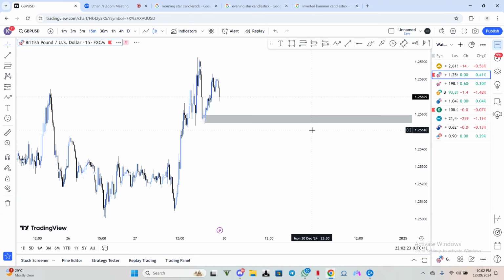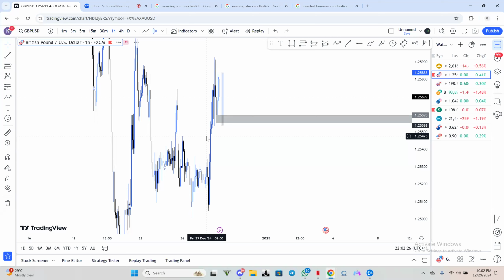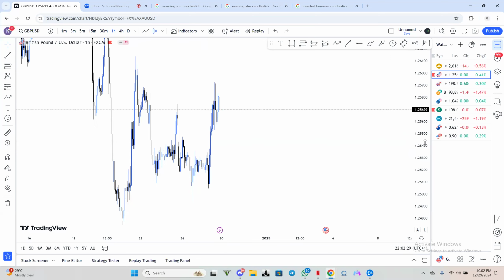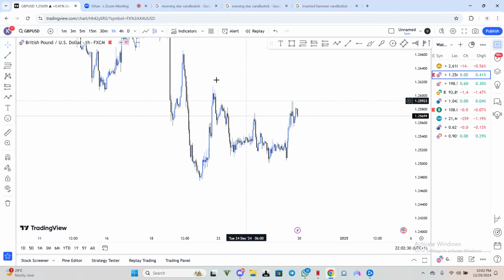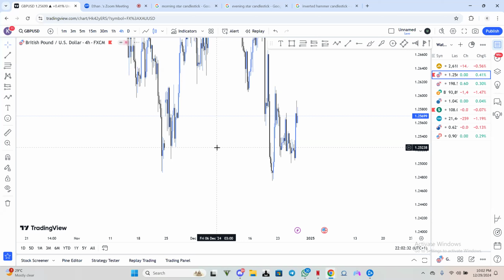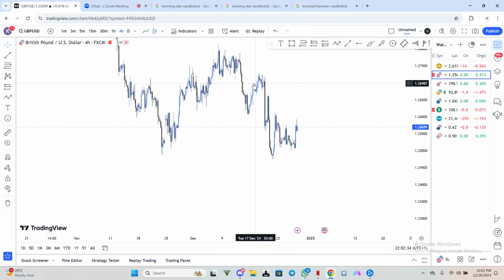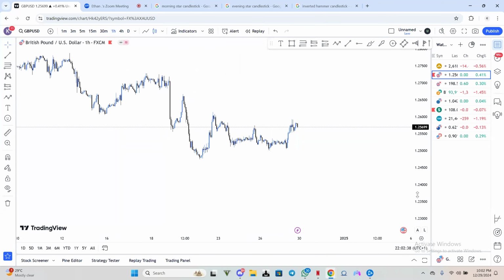So GBPUSD, what's GBPUSD saying on the 1 hour time frame? On the 4 hour time frame, GBPUSD is bearish. It has been selling. You can see the lower high and lower low. It has been selling on the 4 hour time frame. So on the 1 hour time frame, we'll mark out our analysis.